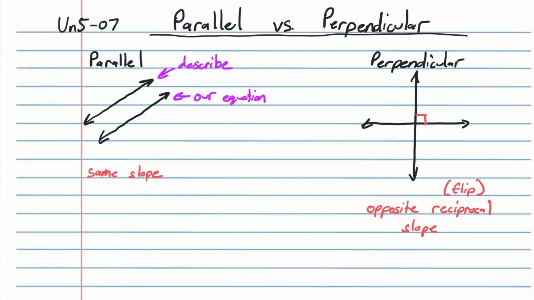So the key here is, if you have a highlighter, I would definitely recommend highlighting. I'm just going to circle it in black. When you have parallel lines, we have the same slope. So the m's are going to match. Versus perpendicular, this one's a little more challenging. They don't have the same slope, but they have the opposite reciprocal slope. So you have to take the slope, flip it upside down, and change the sign.